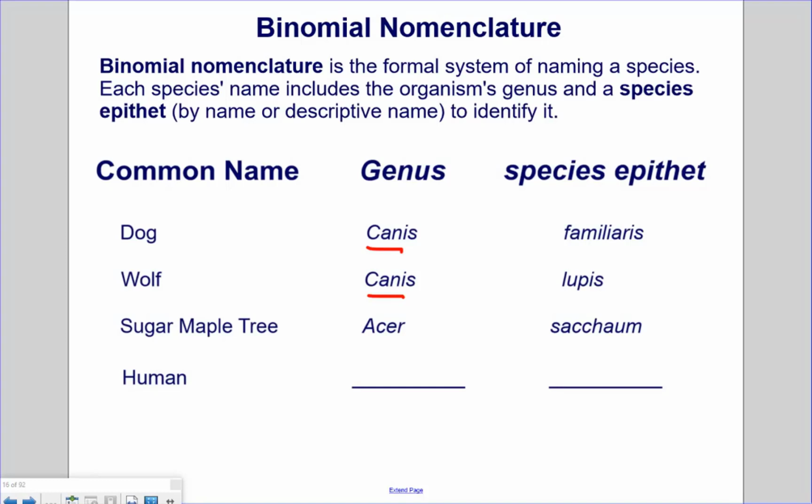But then if we look at the sugar maple tree, its genus name is different than the dogs and the wolves because the sugar maple tree is not in the same genus. It is not as closely related as the dogs and wolves are to each other.